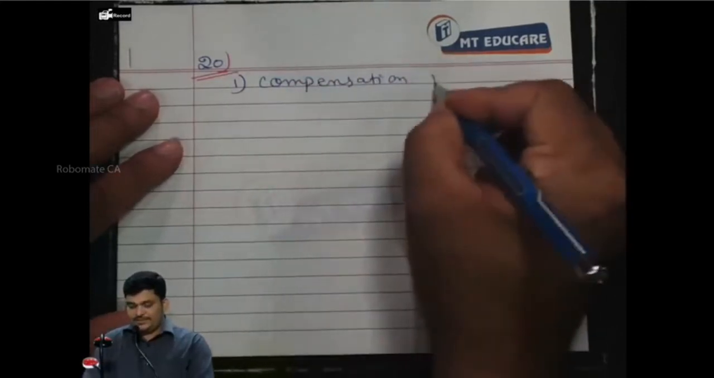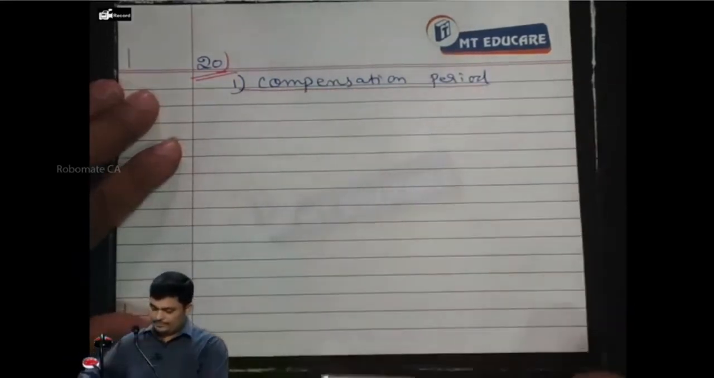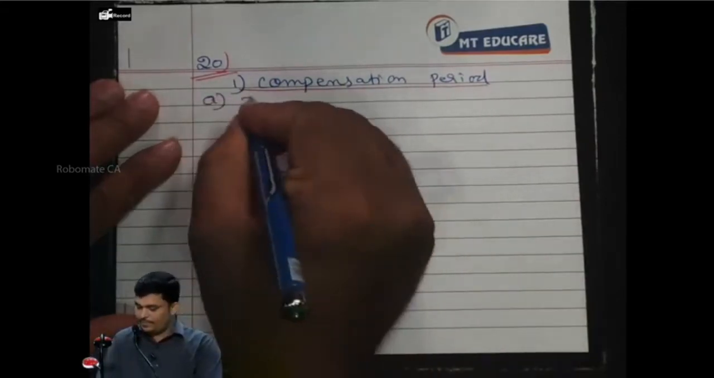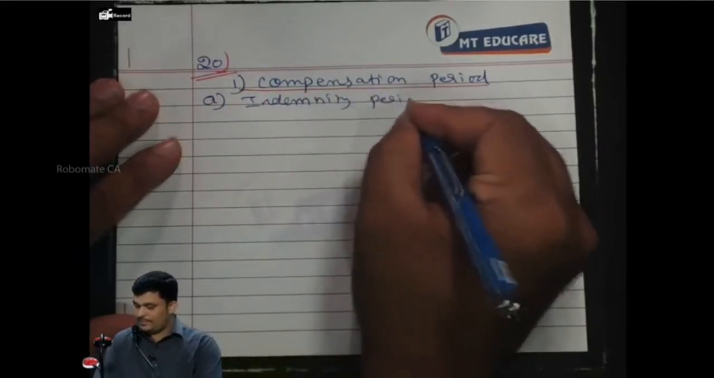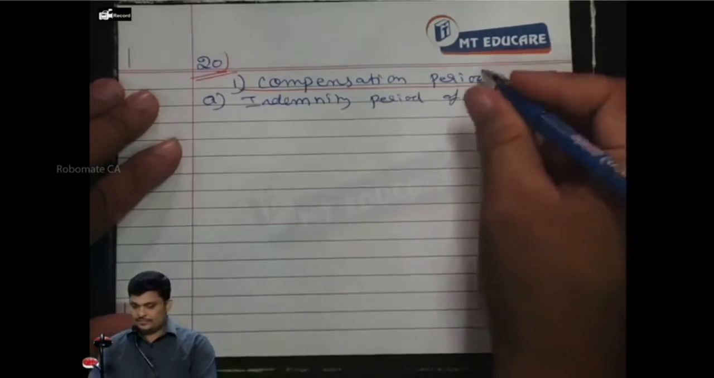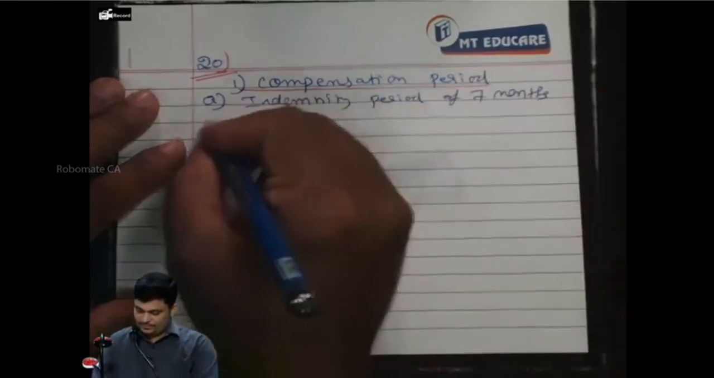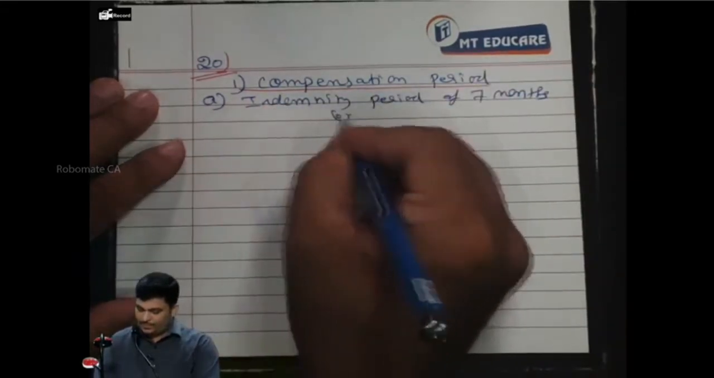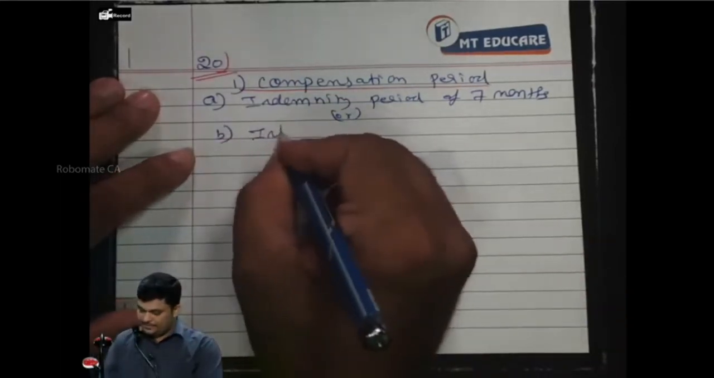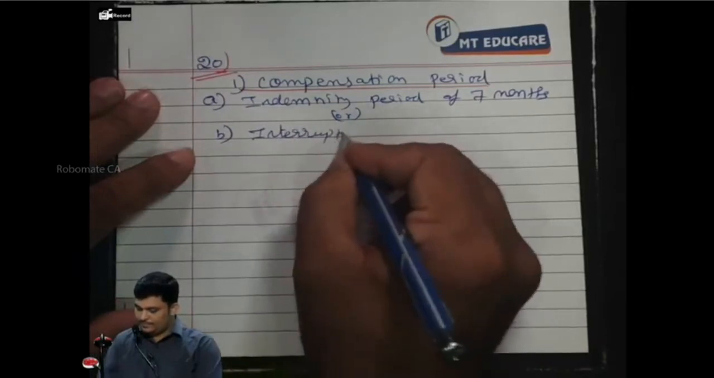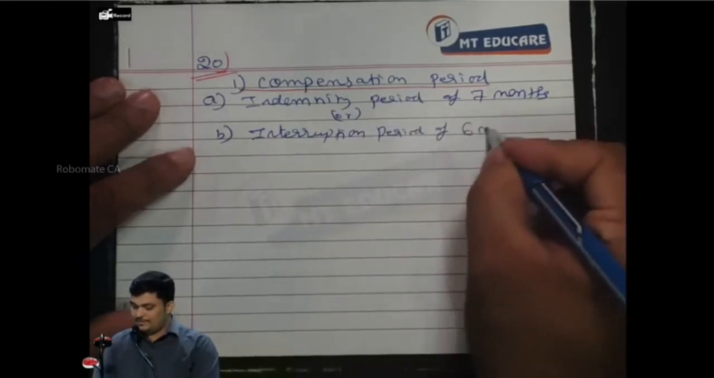So compensation period. Indemnity period of 7 months, or interruption period. Interruption period of 6 months.